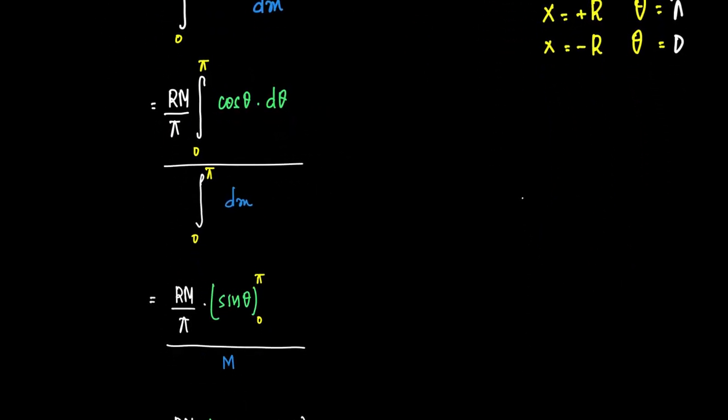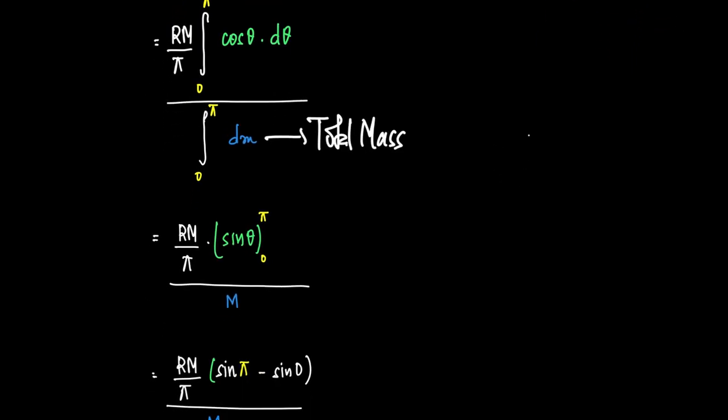So we can take r outside the integrand. Why? Because r is constant, m is constant, pi is constant. So we become rm by pi into integral 0 to pi cos theta d theta by integral 0 to pi dm. What is integral 0 to pi dm? It represents the total mass, right? Now, what is the total mass? The total mass is m.